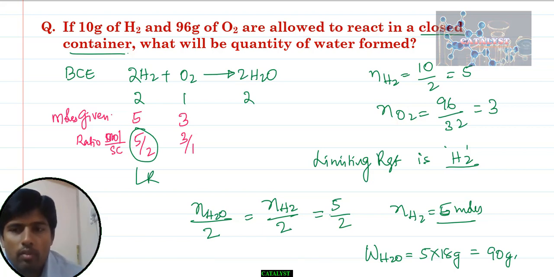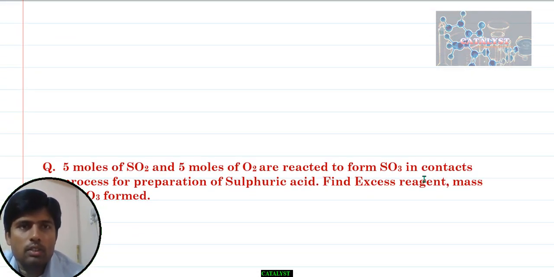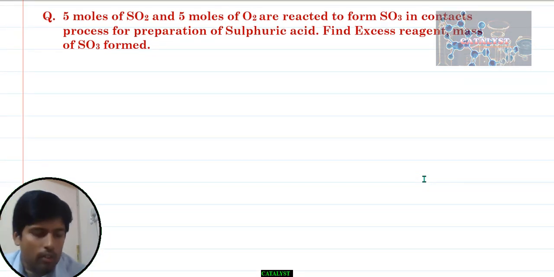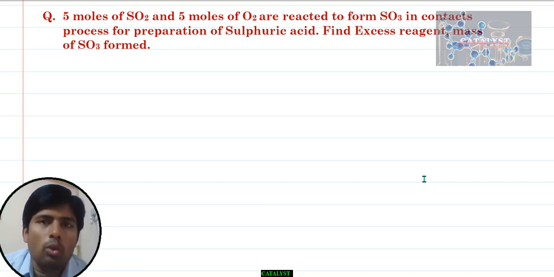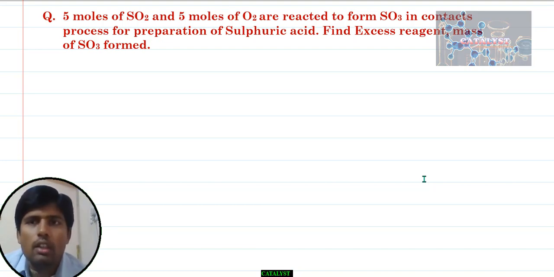So one more type of question is asked. So let me take that as the last question in this topic. So here is the question. 5 moles of SO2 and 5 moles of O2 are reacted to form SO3 in contact process for preparation of sulfuric acid.